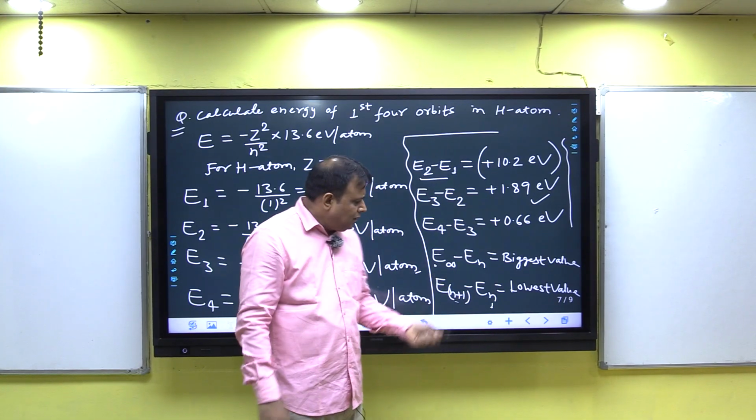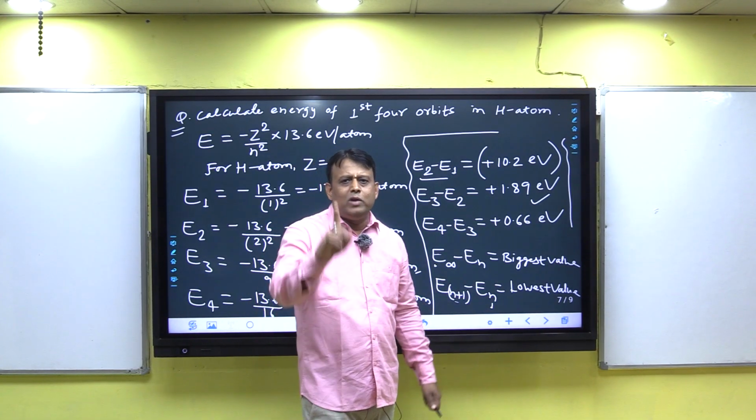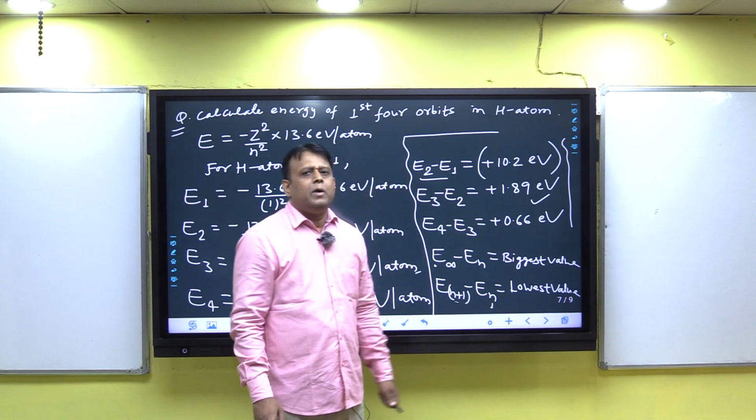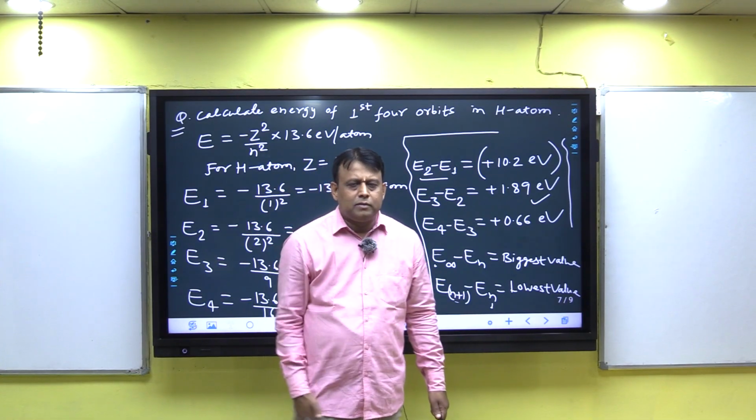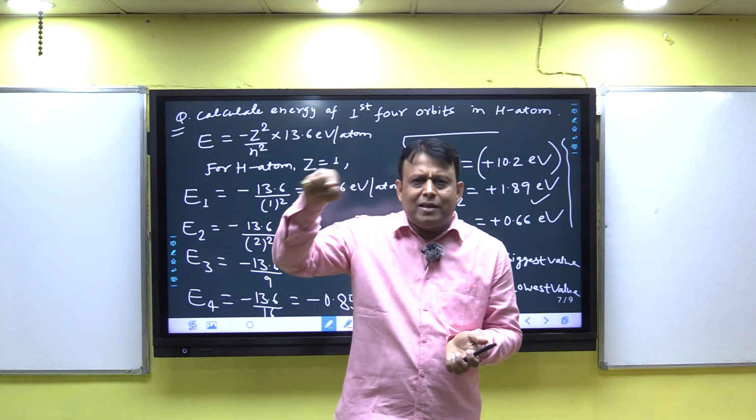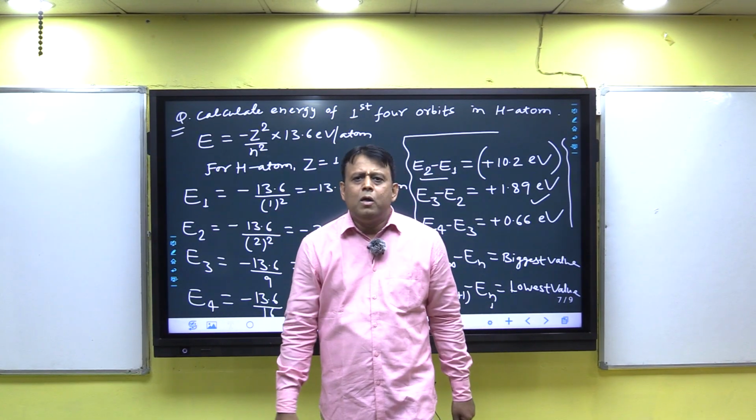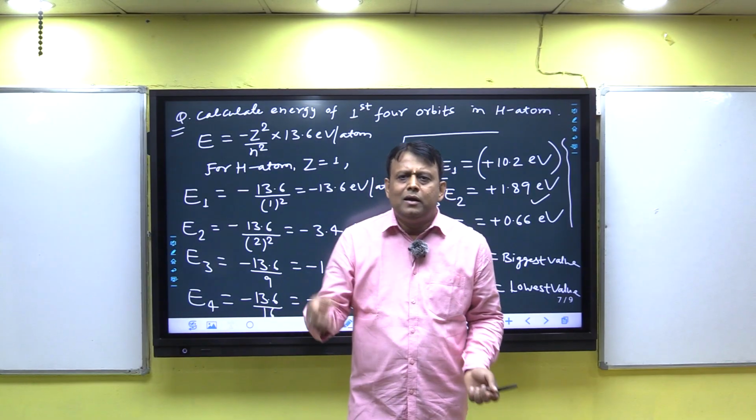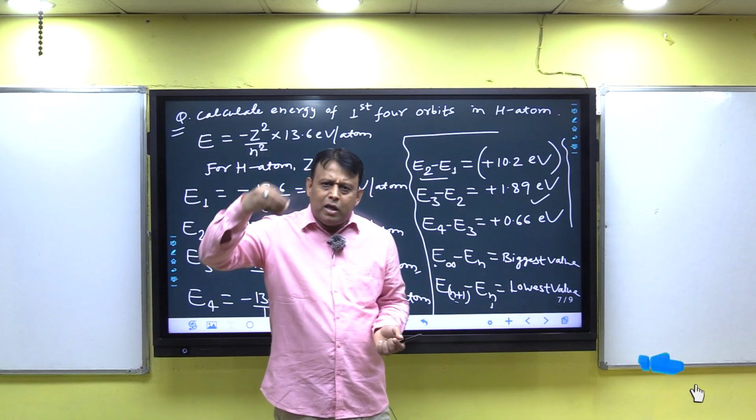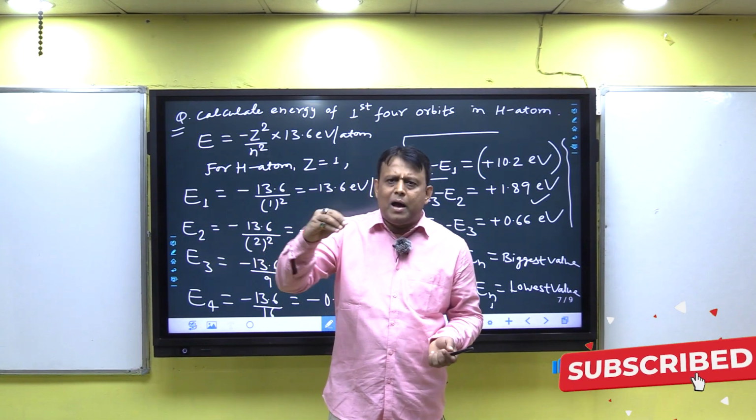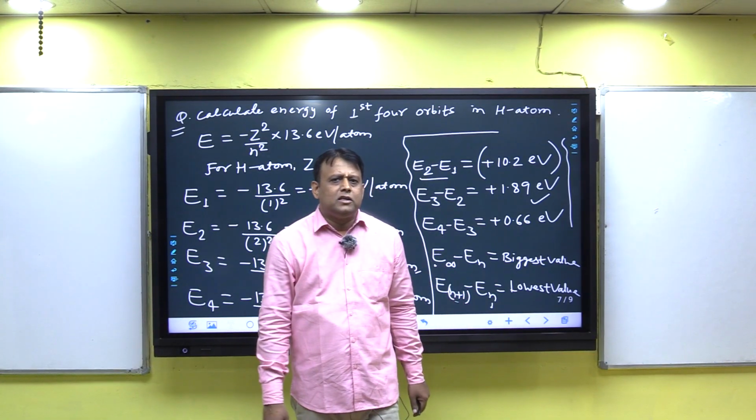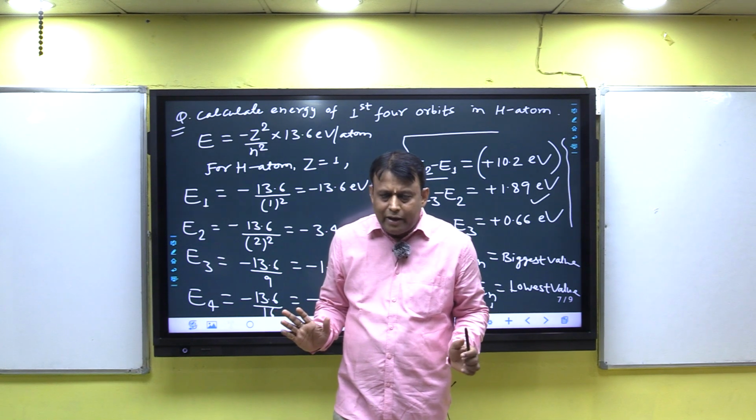And for the fifth orbit, E6 minus E5 will be the lowest value, and E infinite minus E5 will be the highest for the fifth orbit. Again, I am repeating, for the nth orbit, E infinite minus En will be the highest value of energy change, and En plus 1 minus En is the lowest value of energy change for the nth orbit. Clear?